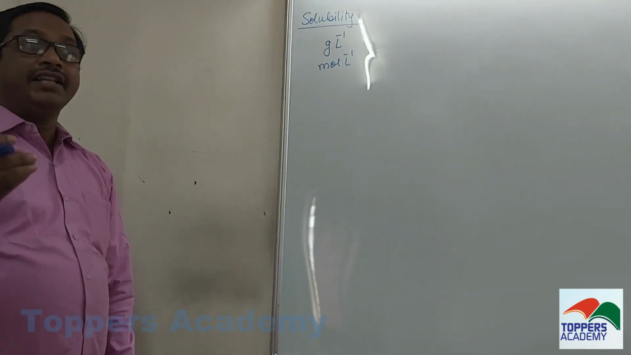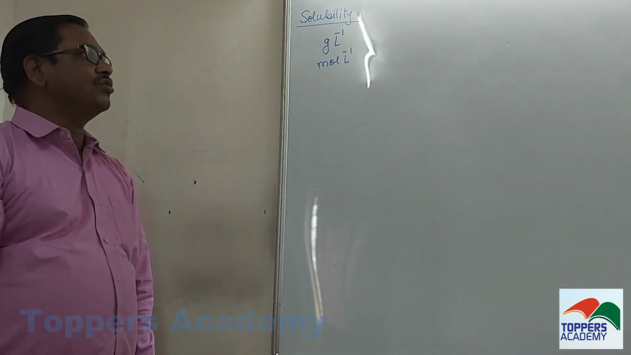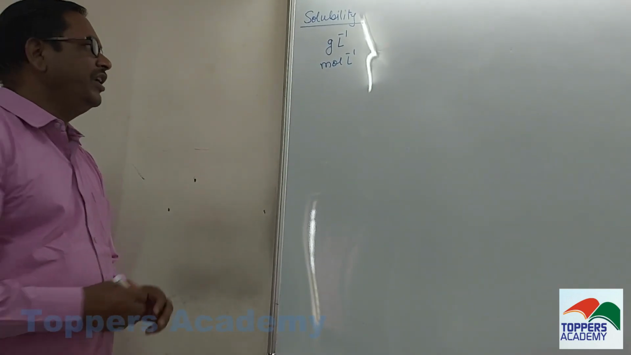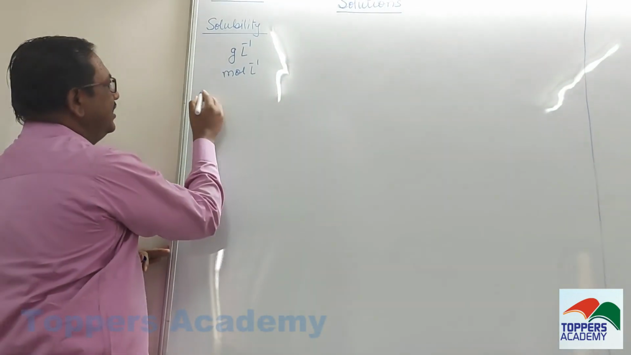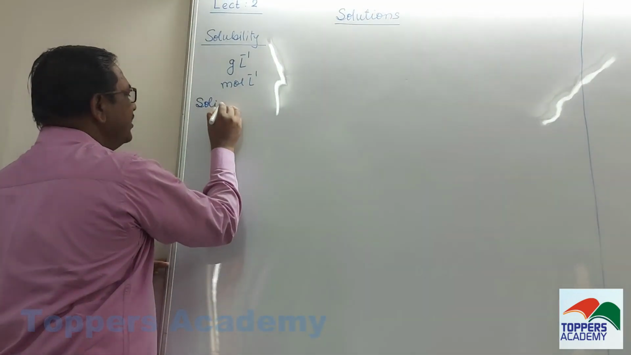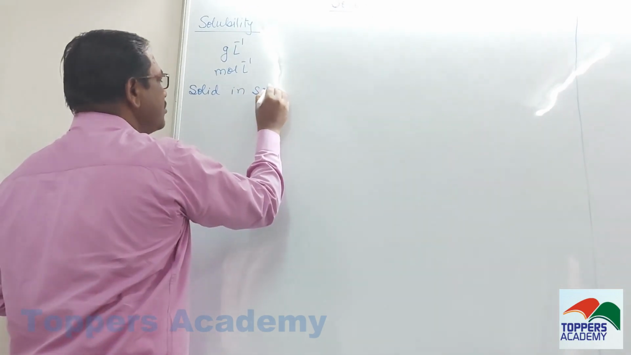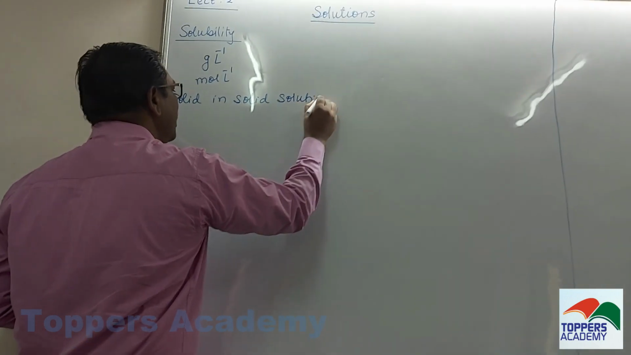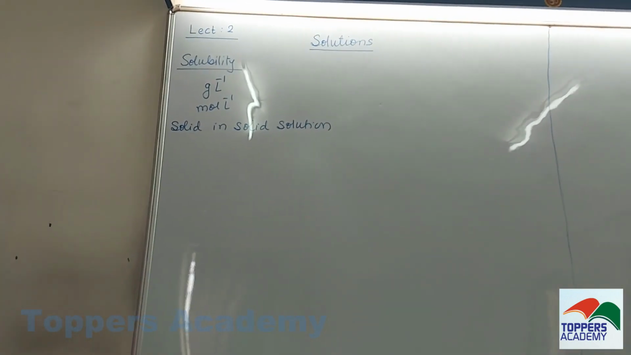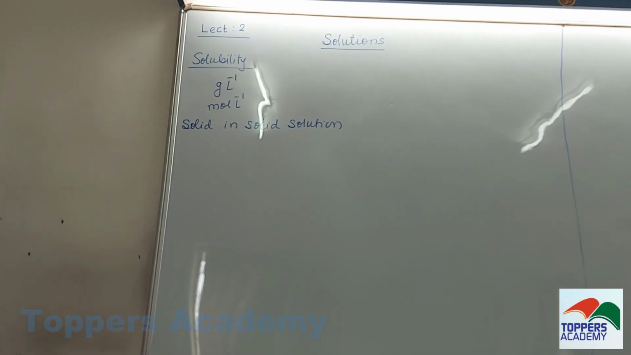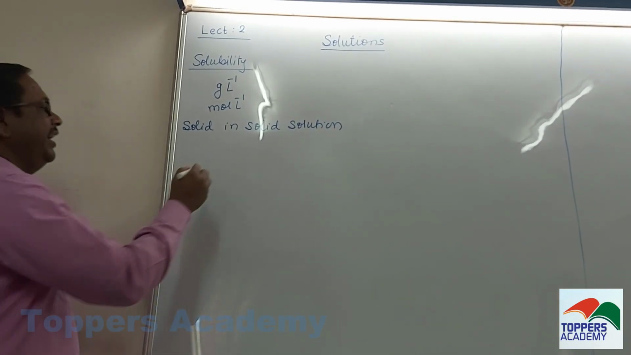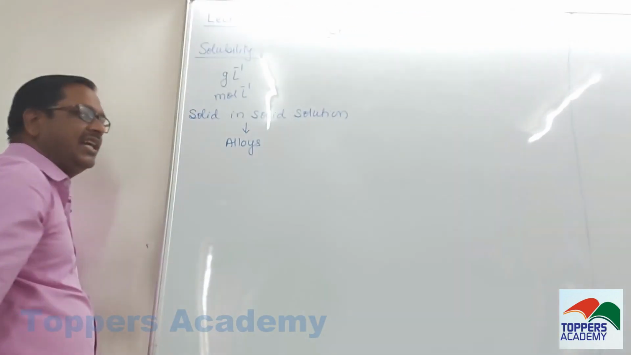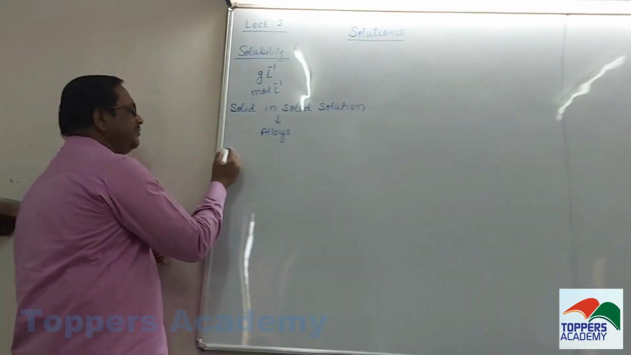Now, what are the factors affecting the solubility? First, we consider solid in solid solution. Solid in solid solution means solid is dissolved in solid, and the example is the alloys. That we already discussed last time. Now the second one is given.